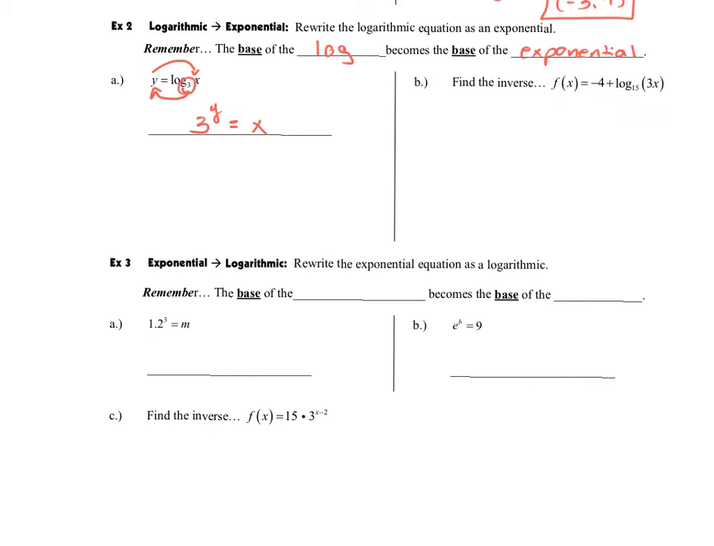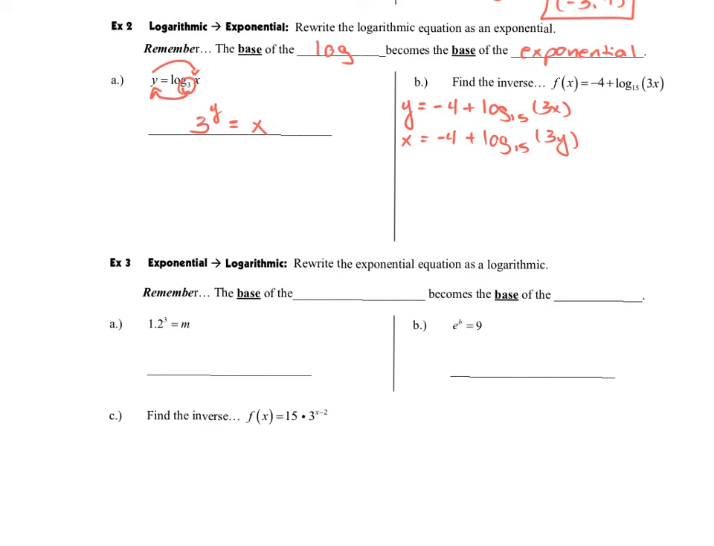So the first thing that I'm going to do, just thinking about inverses, is of course write this with y instead of the f of x. So I have y equals -4 plus my log base 15 of 3x. Then I'm going to switch my x and y's. Always remember that's our next step. So x equals -4 plus log base 15 of 3y now. And now I'm going to start solving for y.